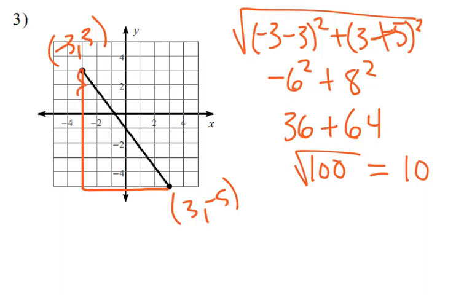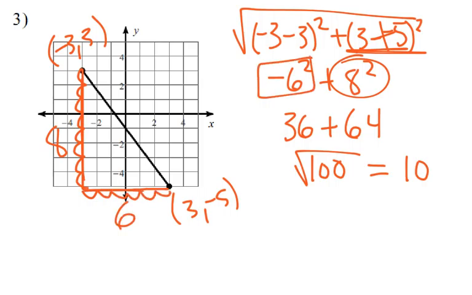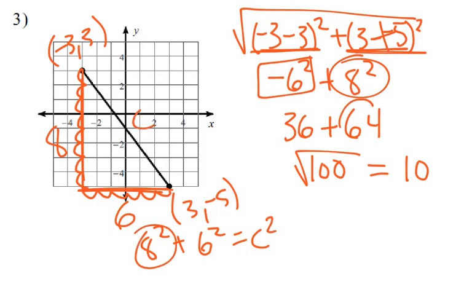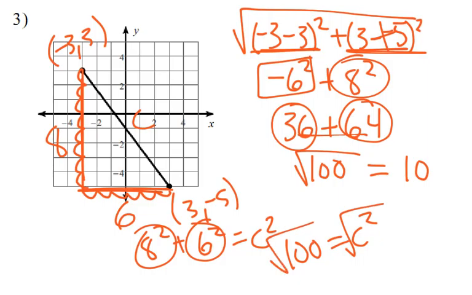If you counted 1, 2, 3, 4, 5, 6, 7, 8, notice it comes out the same. The y's, the vertical, 1, 2, 3, 4, 5, 6, same place. The horizontal, the x's. Then 8 squared plus 6 squared equals c squared. So we get 64 plus 36, add them together to get 100 equals c squared. Then you take the square root, just like we did here. So you're basically doing the same thing, it's just how you want to think through it.